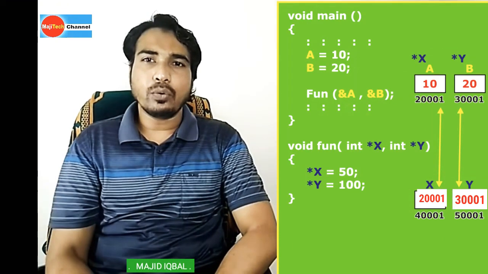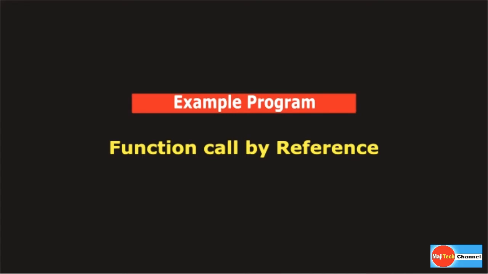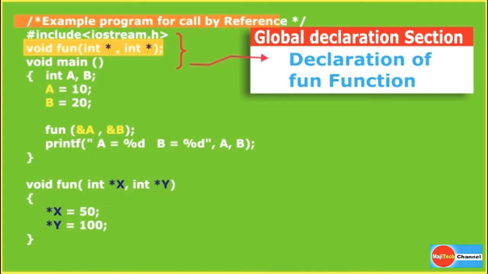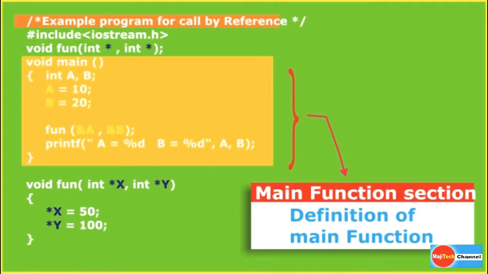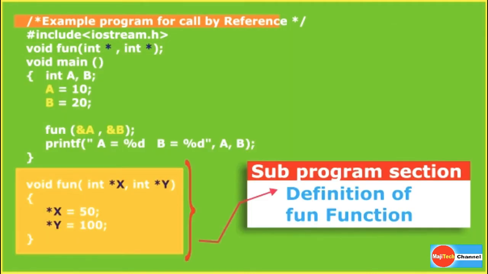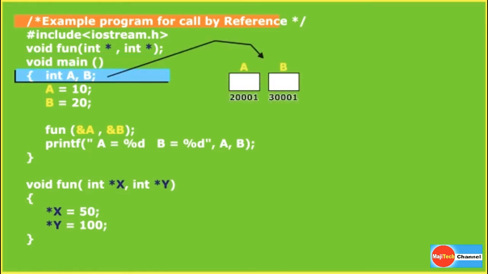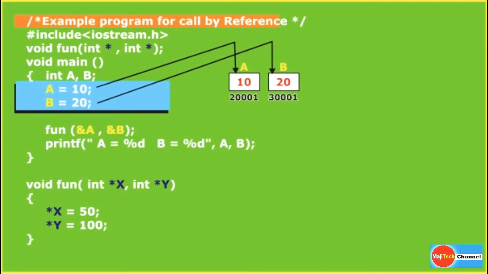Consider the programming code. This is an example of function called by reference. This is the declaration of the fun function. This is the definition of the main function, and this is the definition of the fun function. Execution of the program always begins from the main function. We have declared two variables a and b. a is equal to 10 and b is equal to 20.